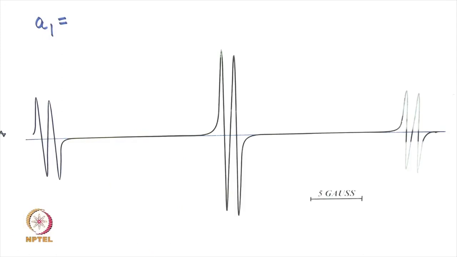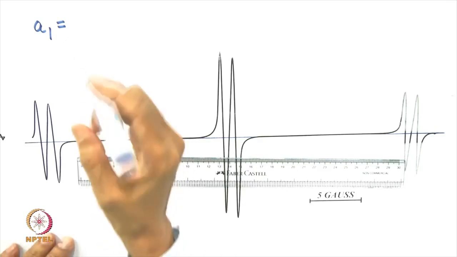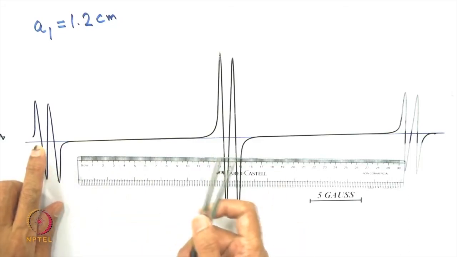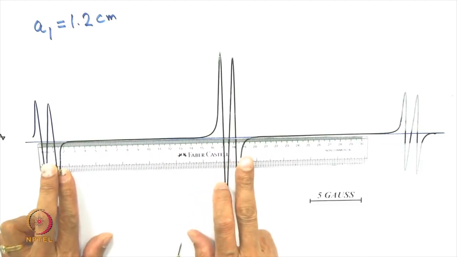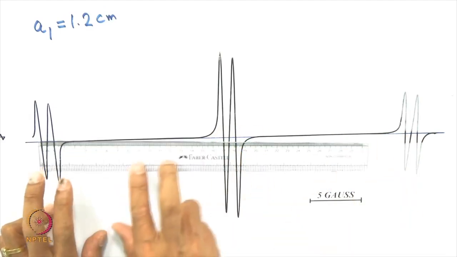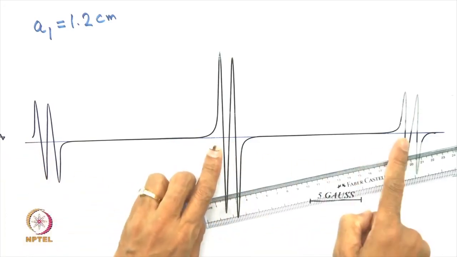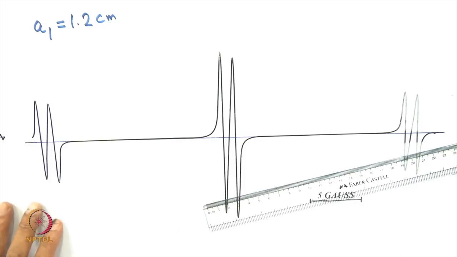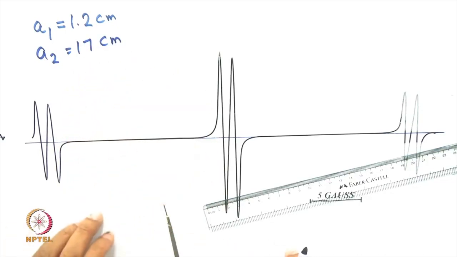Whose value is 1.2 cm. Next, the coupling constant will be between, let us say, one of these lines and the corresponding line of the other group. This is too big, I cannot measure here, so let us use the ruler. This gives me 17 centimeter. If this is 17 centimeter, I should expect that between this and the next line should also be 17 centimeter. That is exactly what is seen here. The gap between this and that is the same as between this and that, and also the same as between this and this. So, 17 centimeter corresponds to another hyperfine coupling constant, called A2, which is 17 centimeter. So, we have got two types of nuclei.